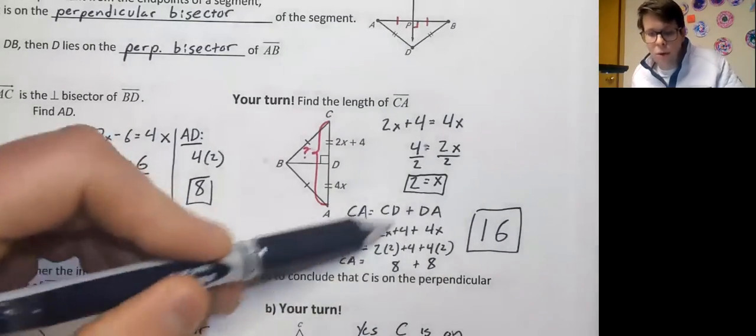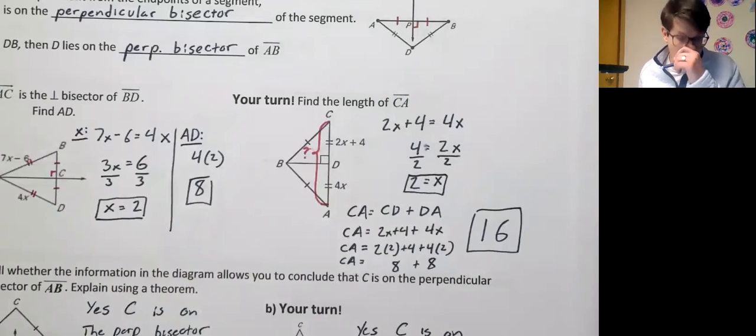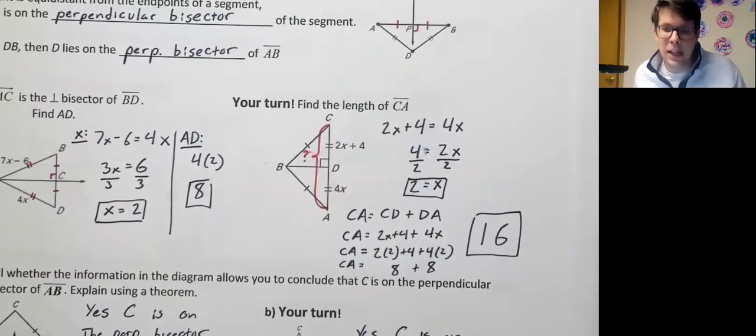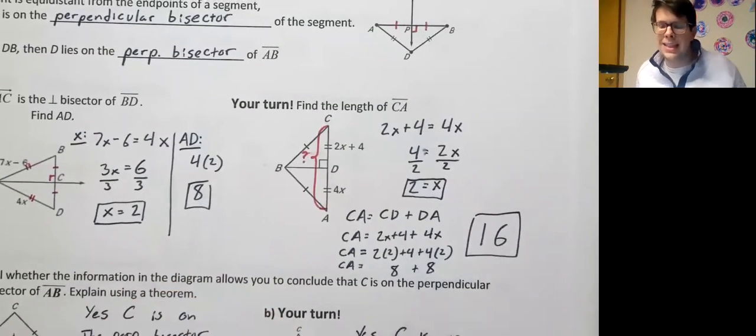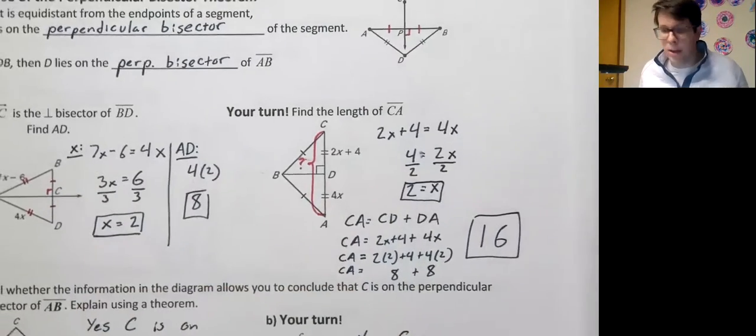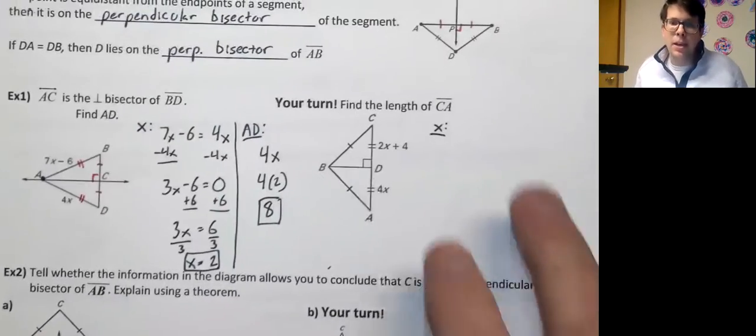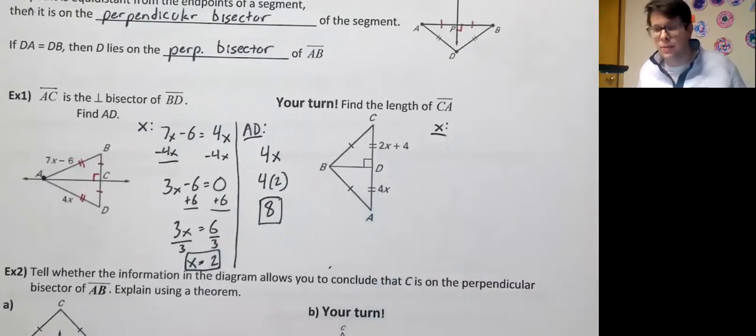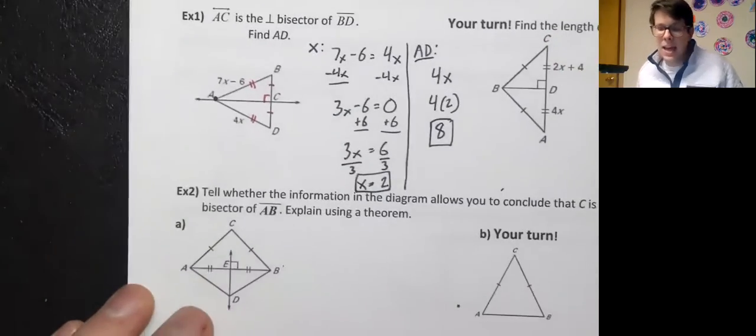Now, if you didn't do your work this exact same way, that's fine, because there's a bunch of different ways you could do it algebraically. But the goal here is to get the exact same answer that I got, which is 16. Make sure that you do not stop at 2. It is always tempting to stop before you're done if you're not paying close attention to what the question is asking for. And in this case, it's asking for CA, not just x.